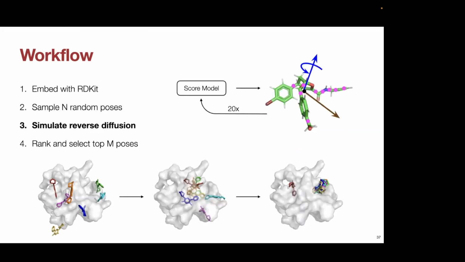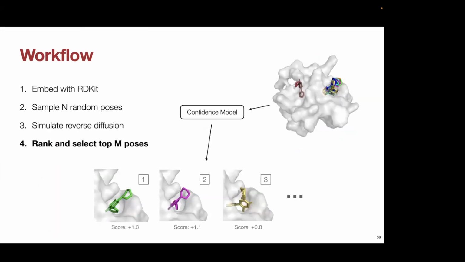Then we simulate the reverse diffusion by taking 20 steps with our score model, which denoises the ligand poses and causes them to coalesce into hopefully the correct binding pocket. And finally, because we can generate an arbitrary number of samples, we would like to have a way of selecting the best ones for downstream processing, which we do with a confidence model that is trained as a classifier specifically for this task.